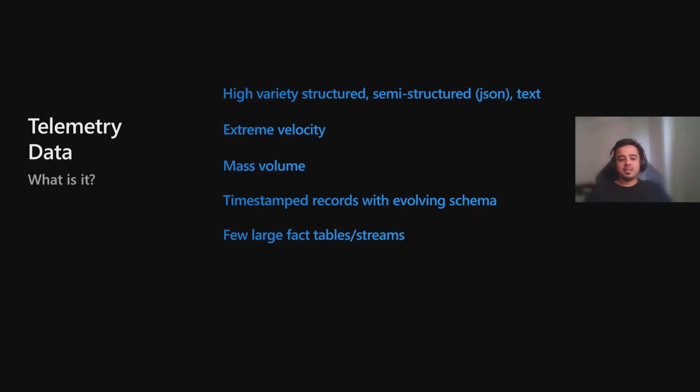And lastly, this has a few large fact tables or streams, and typically you would also need to join it with some of the dimension tables, which are reference data that you already have or that is getting updated periodically. So this is the nature of telemetry data, which is, in a nutshell, extreme velocity, massive volume, and highly unstructured in most cases.